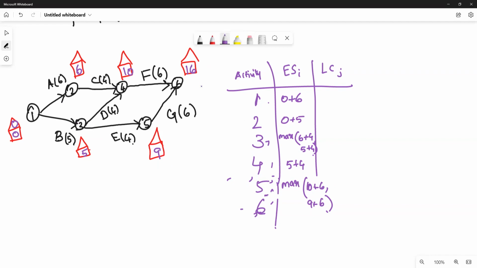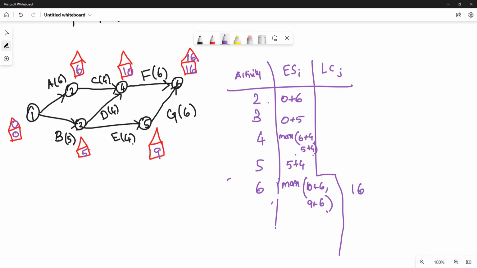Okay, 1, 2, 3, 4, 5, 6. The initial node 1 has the value 0, 0, so we start with 2, 3, 4, 5, 6. This is what we have done. The latest completion time is the backward pass. We'll start from the last node, which has the same value as the earliest starting time we have got, 16. So start with the last node, 16.